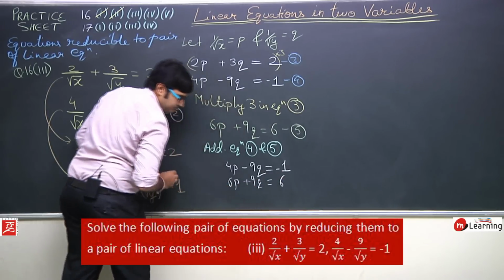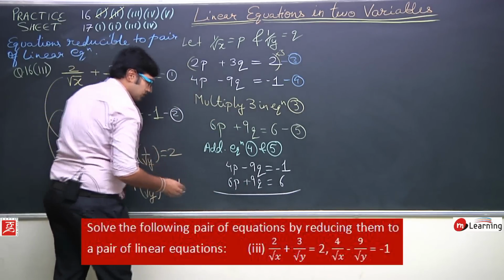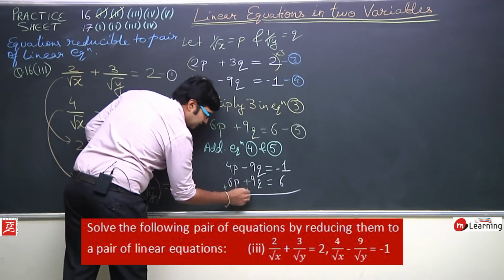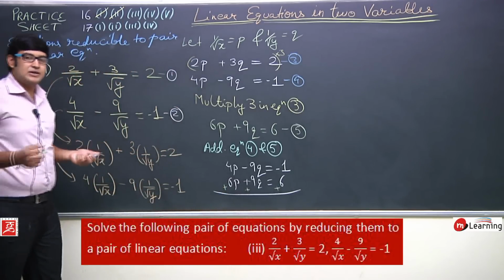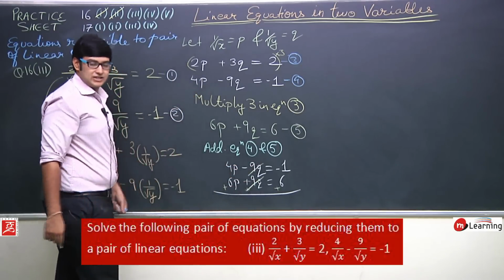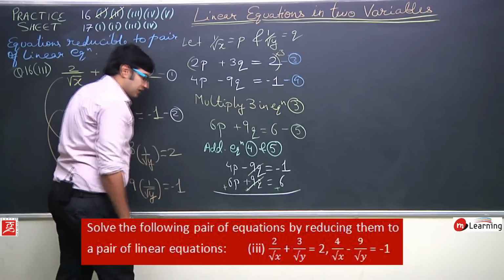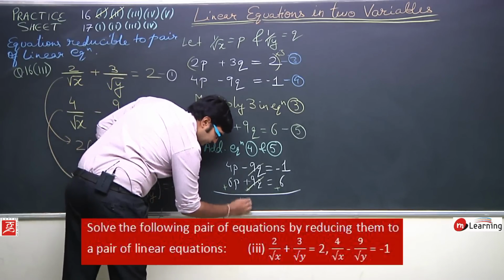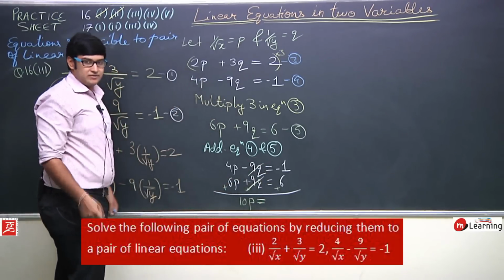Okay, so adding these two equations, ये प्लस का प्लस रहेगा, ये प्लस का प्लस रहेगा, ये प्लस का प्लस रहेगा, साइन चेंज कहीं भी नहीं होना. Then you will find 9q और 9q will get cancelled, minus 9q plus 9q. 4p और 6p will give you 10p is equals to minus 1 plus 6 will give you 5.